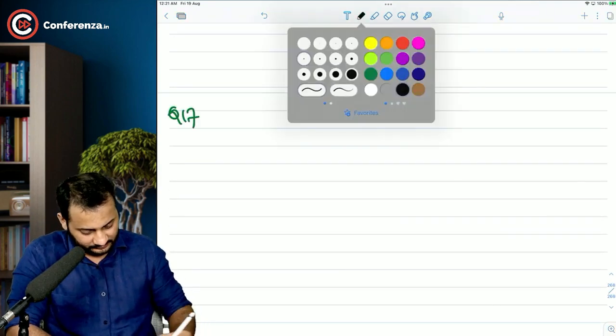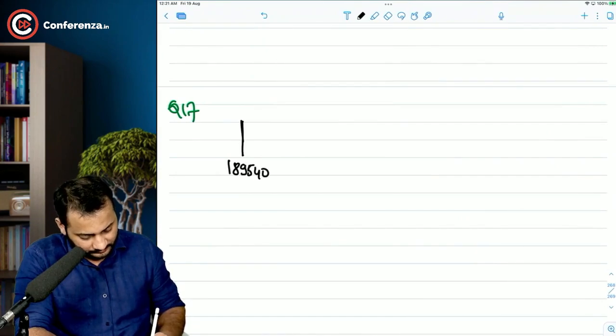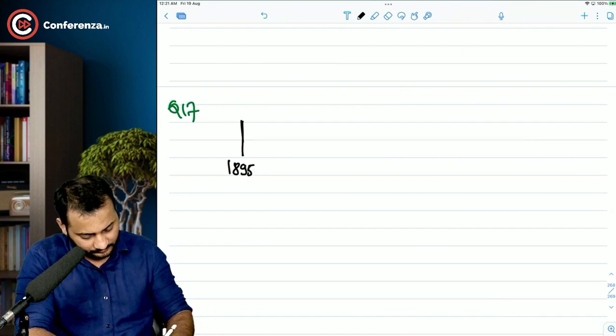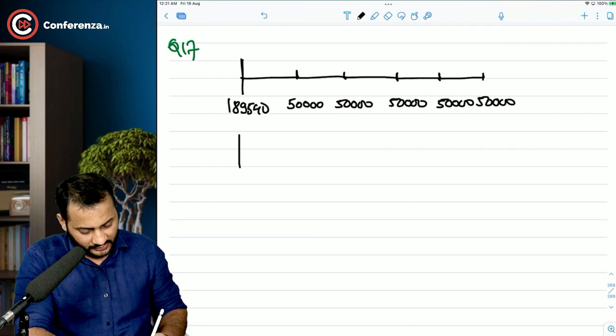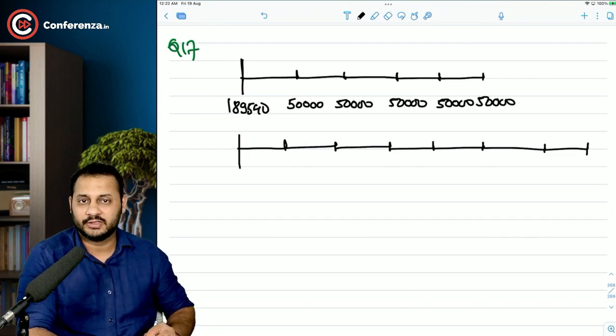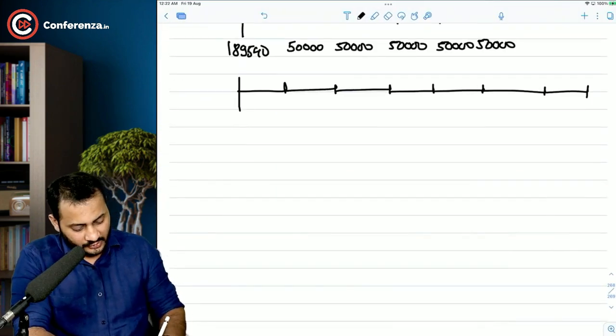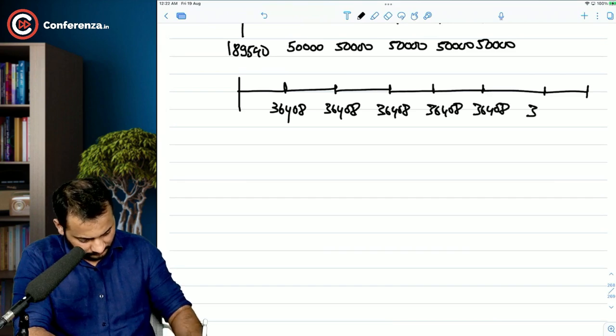Question number 17. So right now, how much? 189,540. 1, 2, 3, 4, 5. Every year, the original EMI is 50,000. But the other bank is saying that you forget about the loan with that bank. We will make the payment to the other bank. And you pay us in 7 installments, 1, 2, 3, 4, 5, 6, and 7, right? And that will be 36,408. So you pay us 36,408. Pretty good question.